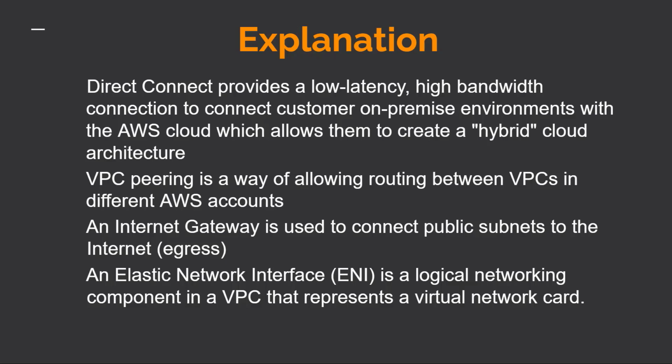VPC peering is a way of allowing routing between VPCs in different AWS accounts. An Internet gateway is used to connect public subnets to the Internet, egress. An Elastic Network Interface, ENI, is a logical networking component in a VPC that represents a virtual network card.